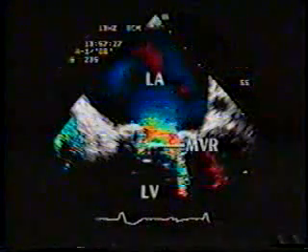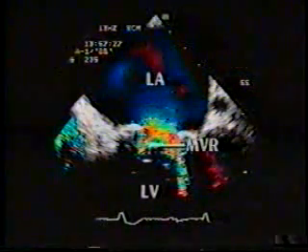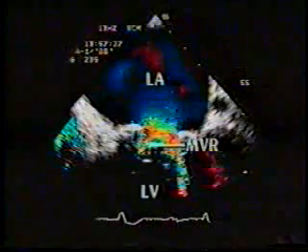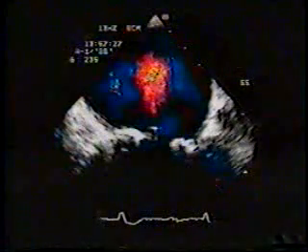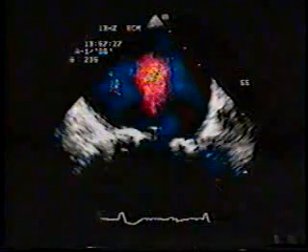This transesophageal study is from a 62-year-old male with a ball cage mitral prosthesis. In systole, you can appreciate the closing volume that is displaced into the atrium as the ball moves toward the sewing ring.